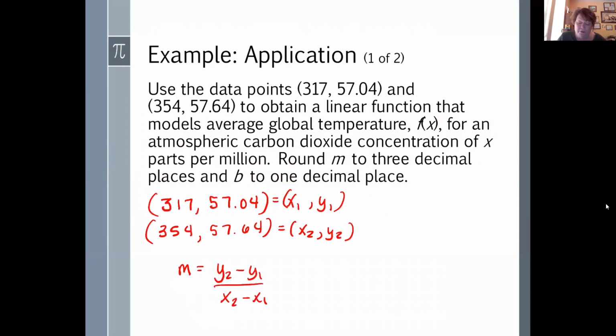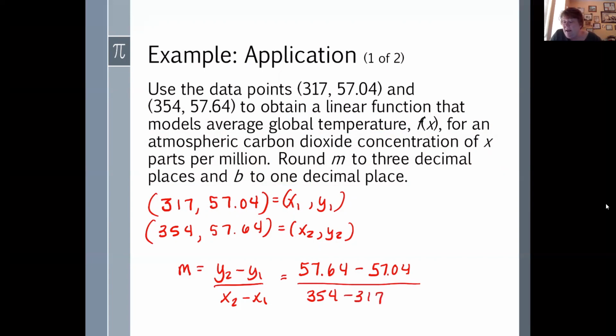And I'm going to need my calculator for this, I suspect. So that's going to be 57.64 minus 57.04 divided by 354 minus 317. So if I take my calculator out and do this calculation, I get approximately, and I'm going to use a squiggly equals to show that this is approximate, 0.016.